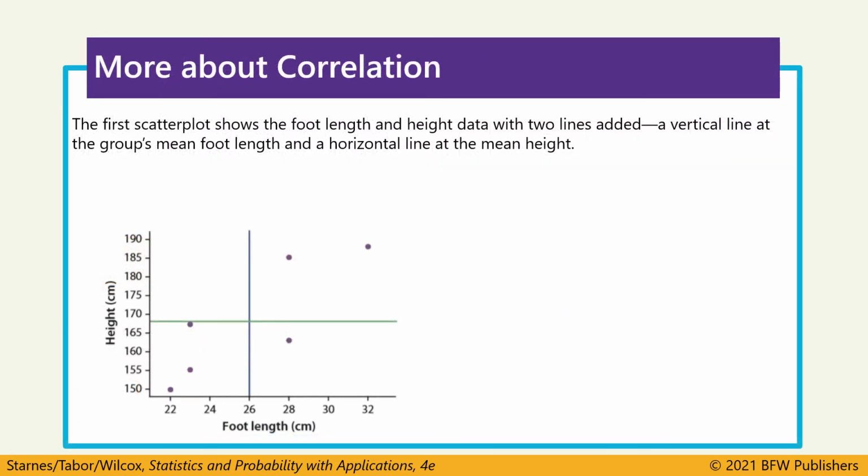So some more information just to help you understand what we're really talking about when we talk about a correlation. Here we have a scatter plot of those 6 values that we just found the r for, and we've added the mean of those y values, that's that green line at 168, I believe it was, and the mean of the x values, which is that blue line right at 26.